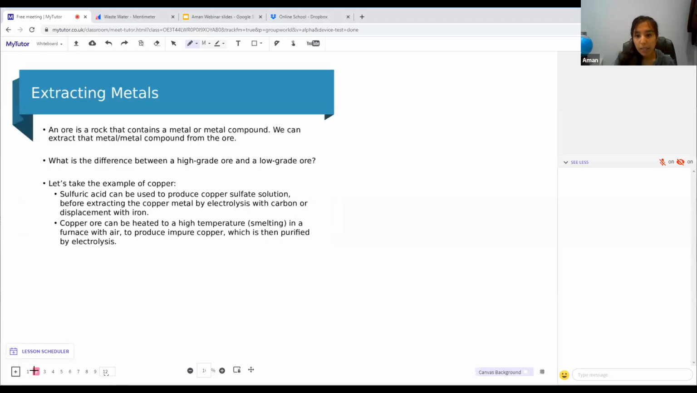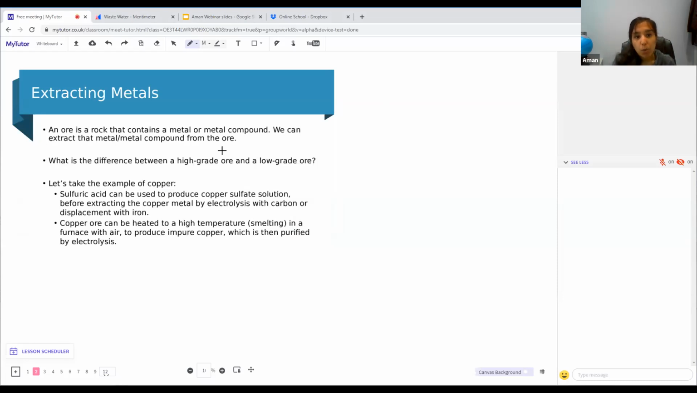Okay, so extracting metals. Before we look at the biological methods of extracting metals, let's do a quick recap on how we actually extract metals. An ore is a rock that contains a metal or metal compound, and most metals will be extracted from ores, so from rocks. Some metals are found in the earth without rocks, so gold is an example of a metal that you tend to just find in the earth, not in a rock, but most metals are found in a rock and we call that an ore.